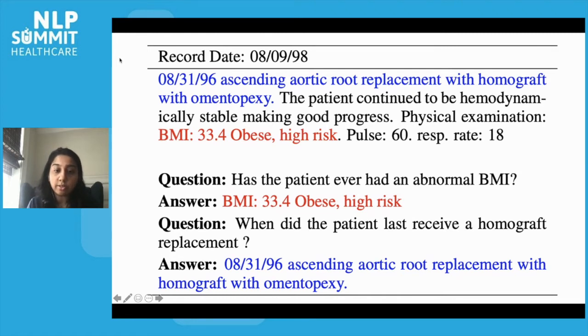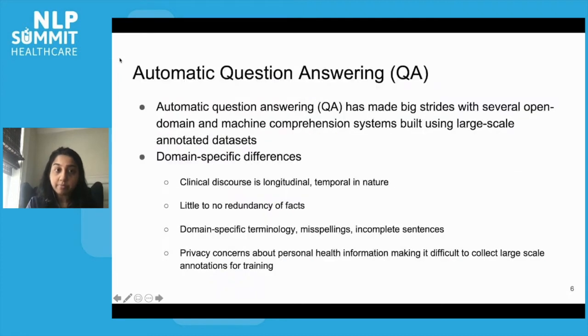Similarly, there's another question: when did the patient last receive a homograft replacement? And you can see highlighted in blue the answer. So these are questions asked off of clinical notes in a patient's record, and the answer is a span of text in that clinical note. It could be multiple spans of text within a clinical note or across clinical notes, and this is the problem that we try to address.